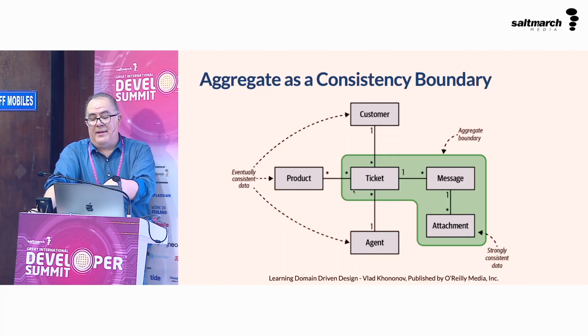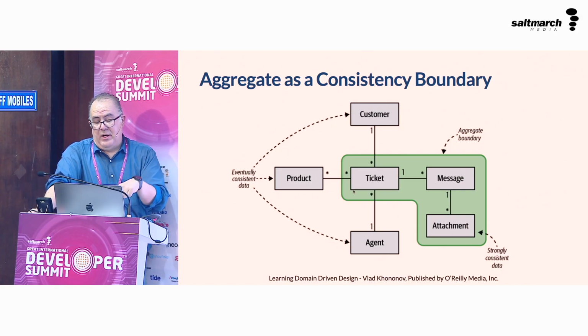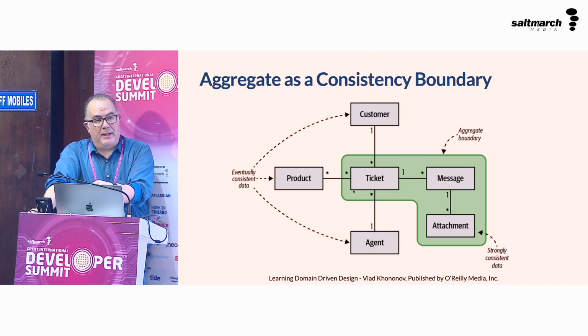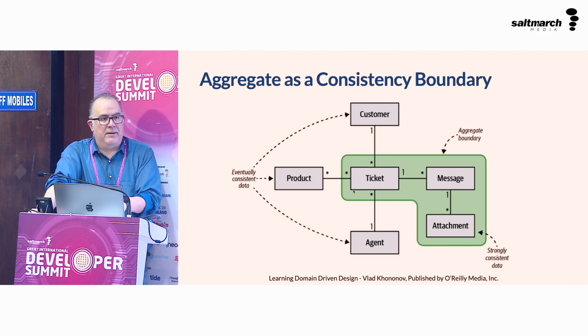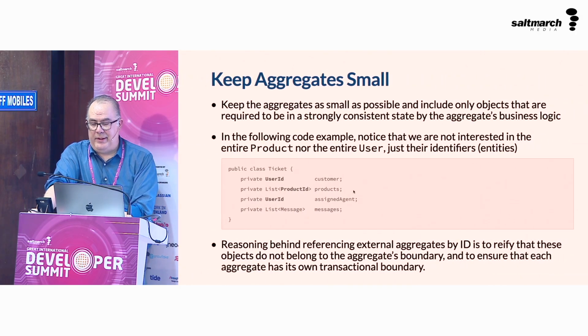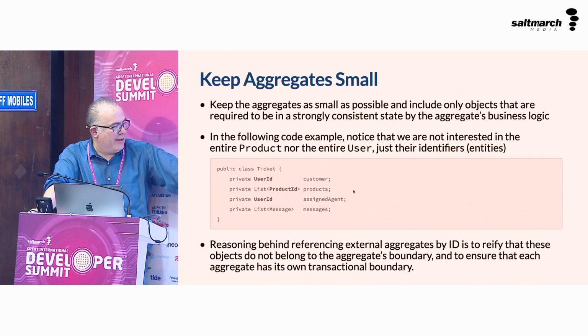Well, if I want to tie in the ticket to a customer, to a product, or to an agent, I do that after the fact, right? So if I'm loading this from a repository, I'm going to be loading up the ticket, the message, and the attachment. But everything else is going to be referenced. Cool?